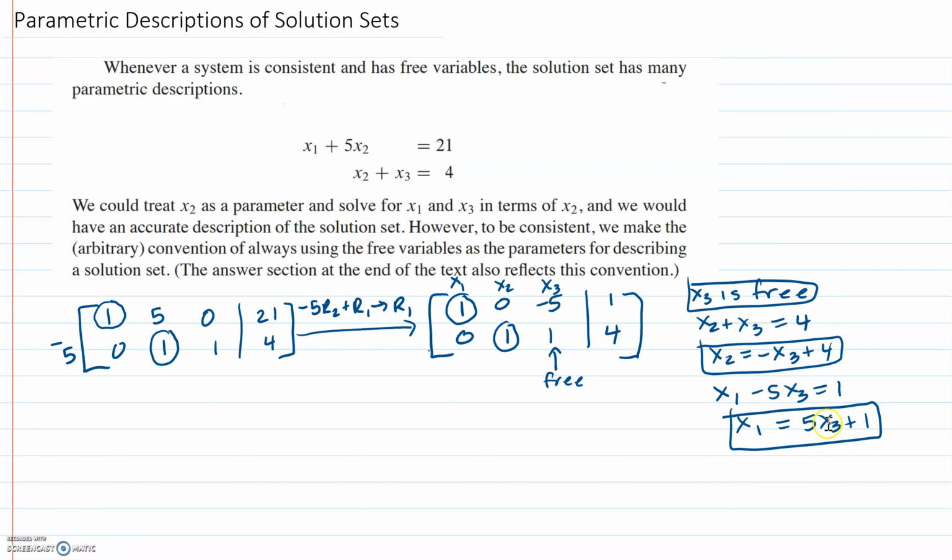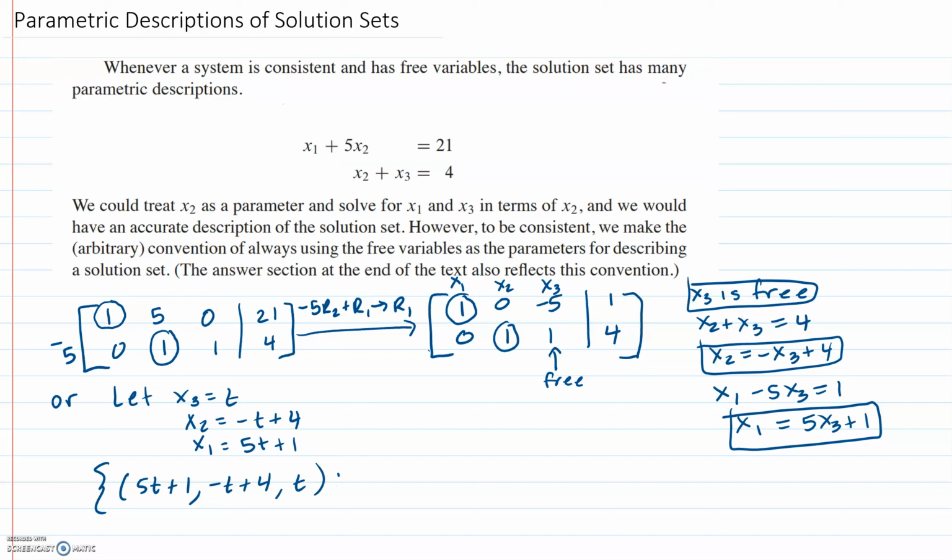And this is how our book will always describe the solution set. Some books actually choose a variable like, say, t for x3. In a couple places in the book you will see this. So therefore x2 equals negative t plus 4, and x1 is 5t plus 1, and then that really shows you that it could be anything. Now we can write it as a solution set, (x1, x2, x3), such that t is any real number.